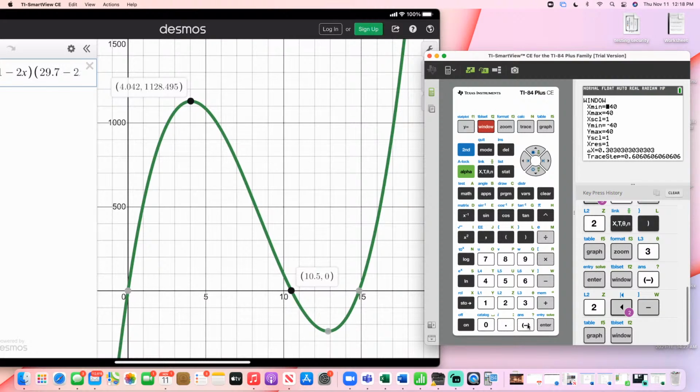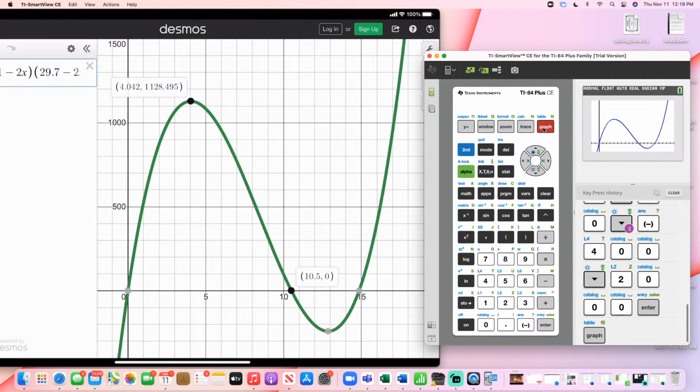So I'm going to say -2 here. And all the way to 20. X max. And for Y min and Y max, I'm going to do about -400 to 2000. And I'm going to press enter. And I'm going to graph. And I got this nice graph.